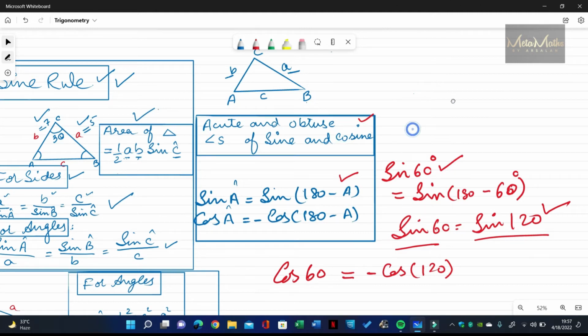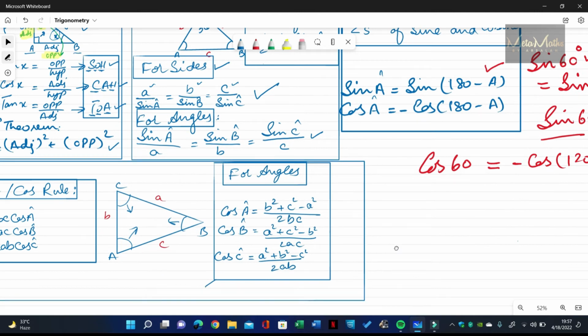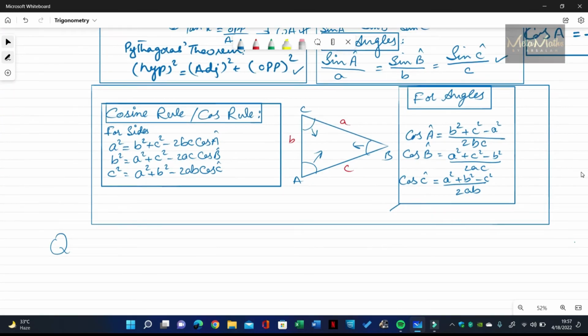We will use it in question, of course. And similarly, the last thing in this topic is the cosine rule, or cos rule. I have made another triangle with 3 vertices. It's a different triangle, not similar to the previous ones, and it is not a 90-degree triangle. So it is a standard triangle.